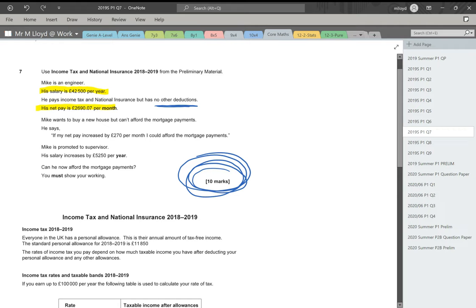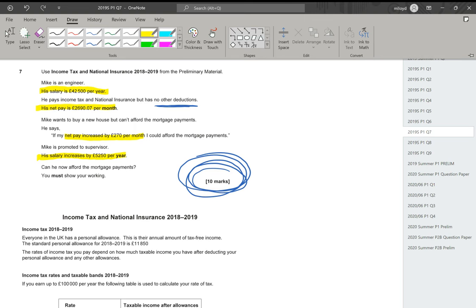Mike wants to buy a new house, but can't afford the mortgage payments. Tell me about it. We're remortgaging at the moment, looking at what we can and can't afford. If my net pay increased by £270 per month, net pay, I could afford the mortgage payments. Mike is promoted to supervisor. Woohoo! And his salary increases by £5,250 per year. Can he now afford his mortgage payments? You must show your working.